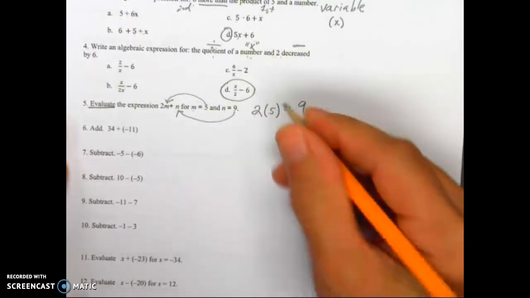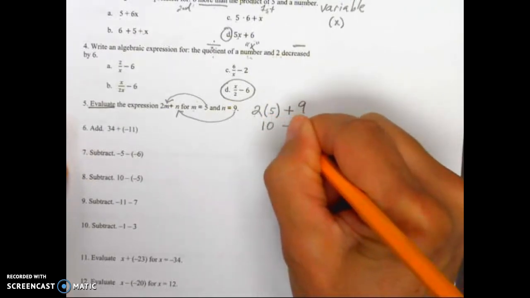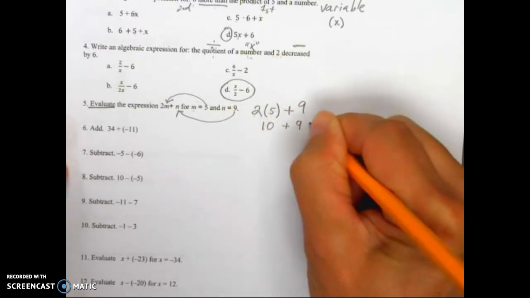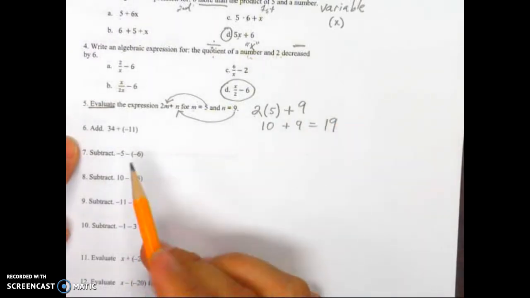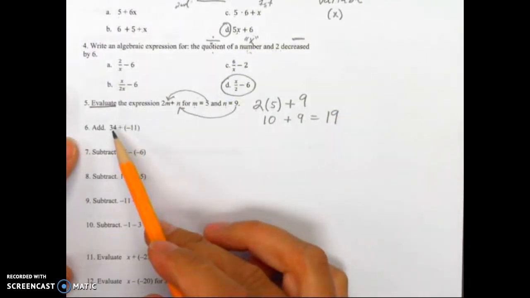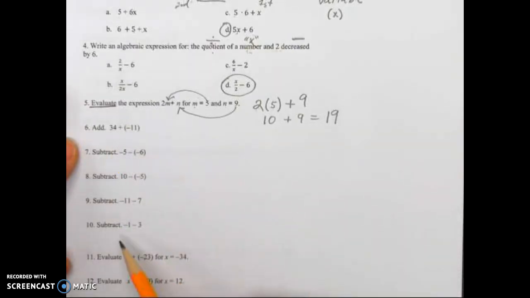And then we do order of operations. You get 2 times 5 is 10. 10 plus 9, and 10 plus 9 is 19. Alright, so then we have our positive and negative numbers. And it says add, subtract, subtract. Kind of ignore these subtract, and just remember our rules.